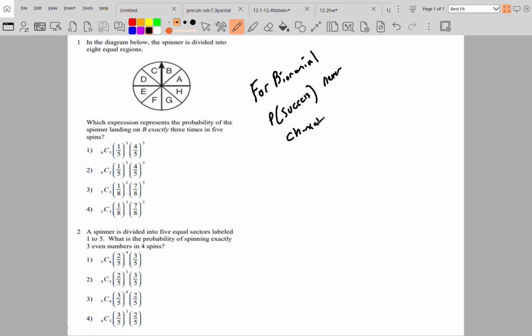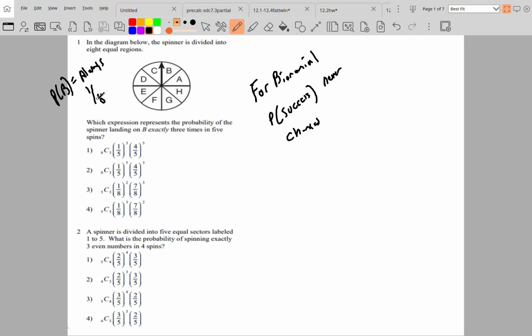So on this one, they talk about landing on B 3 times in 5 spins. Well, this is 1/8 of the circle. So the probability of event B happening is always, and it's never going to change, 1 in 8. That's the probability of B always happening. It's just the way it is. You do enough of these, you do 1,000 of these, you should get that it happens 1 in 8 times. It's the law of large numbers.